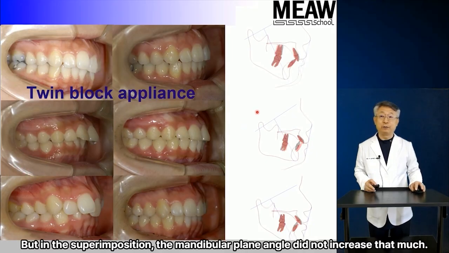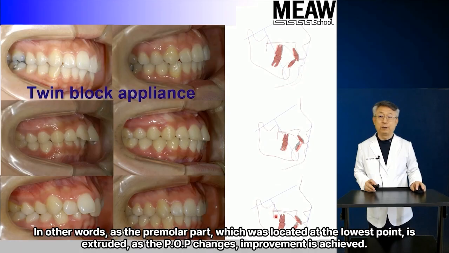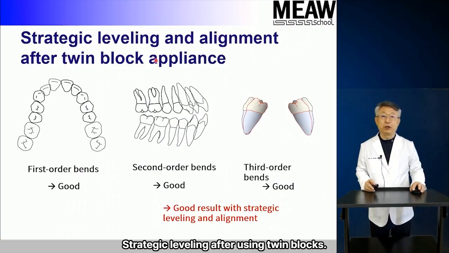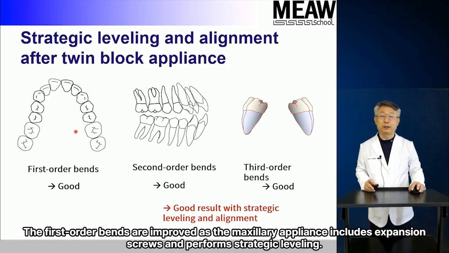But in the superimposition, the mandibular plane angle did not increase that much. In other words, as the premolar part, which was located at the lowest point, is extruded, as the POP changes, improvement is achieved. Strategic leveling after using twin blocks. The first order bends are improved, as the maxillary appliance includes expansion screws and performs strategic leveling.